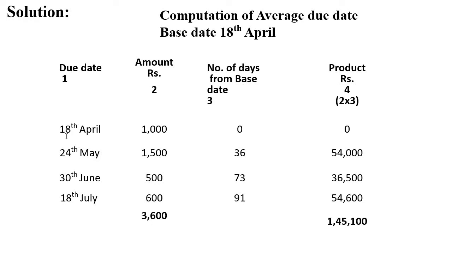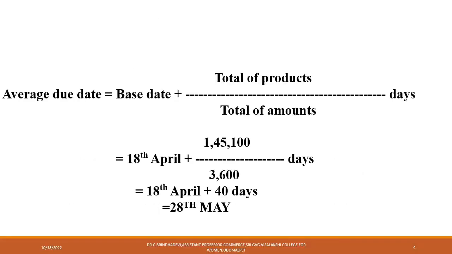So, for computation of average due date, you have to find out the base date. From the base date, you create 4 columns. The first column deals with the due date. The second column deals with amount. The third column deals with the number of days. And the fourth column is the product. After that, we have to apply the formula. The formula for average due date equals base date plus total of the product divided by total of amount.